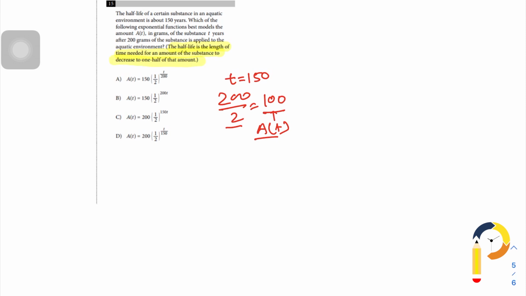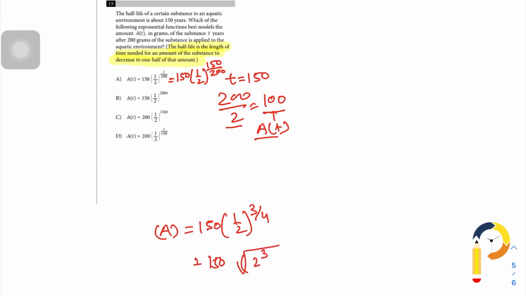If you put t equal to 150 in answer choice A, what you get is 150, 1 by 2 times 150 divided by 200, and when you solve it, this becomes 3 by 4, so this becomes 2 to the power 3, and the fourth root of that, right? So this is not going to be 100 when you solve it, so that is not the answer.